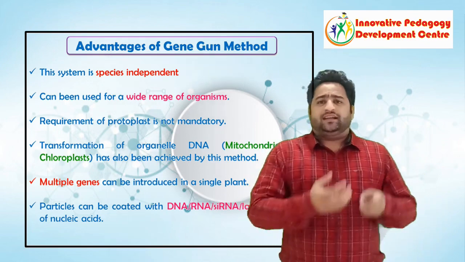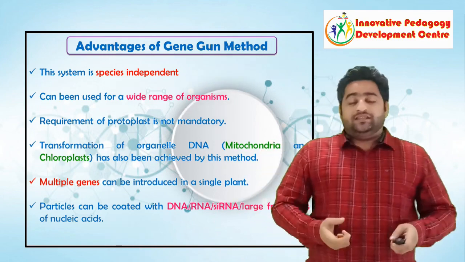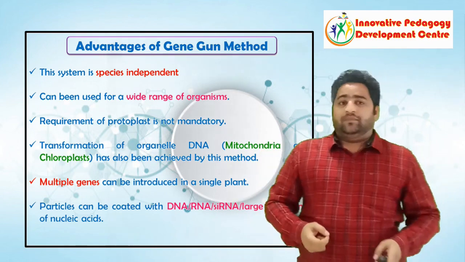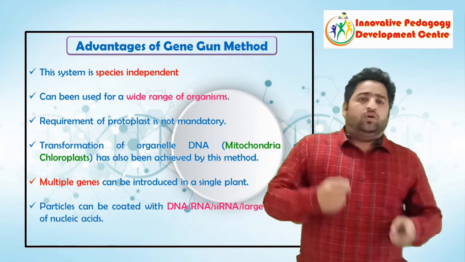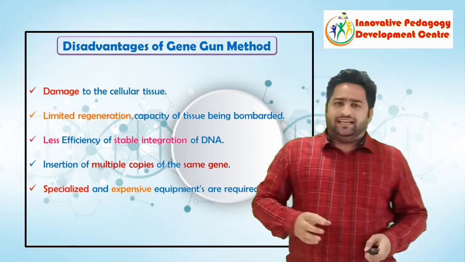Transformation of organelle DNA like mitochondrial DNA or chloroplast DNA can be achieved through this. Multiple genes can be incorporated at the same time, and particles can be coated with DNA or RNA, with large fragments of nucleic acid.